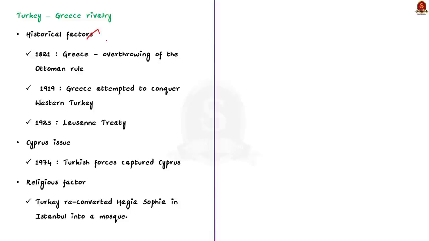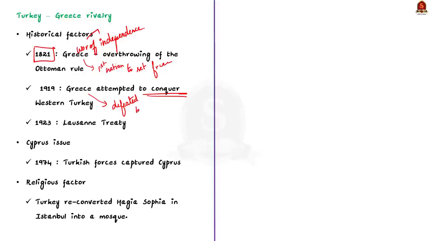See, the Ottoman Empire conquered most of Greece gradually in the 15th century. So, the Greek War of Independence broke out in 1821. And this led to the overthrowing of Ottoman Empire and Greece became the first Balkan and European nation to set themselves free from the Turks. In 1919, with the collapse of the Ottoman state, Greece attempted to conquer Western Turkey. But Greeks were defeated by the Turks and were expelled back to Greece.